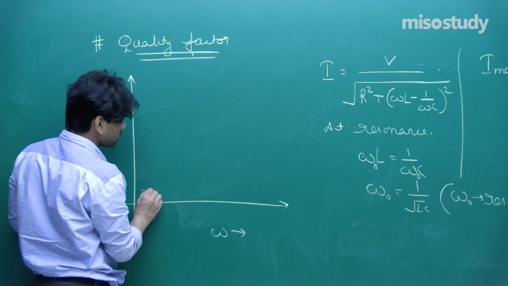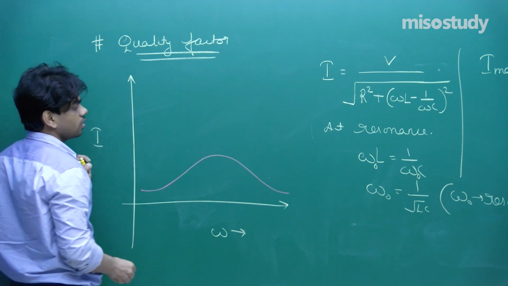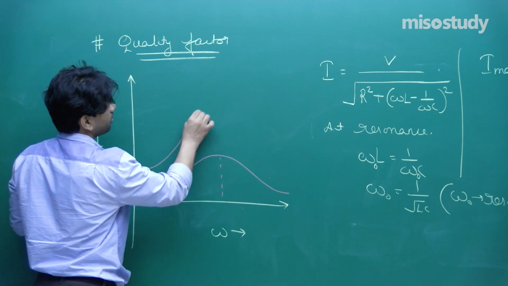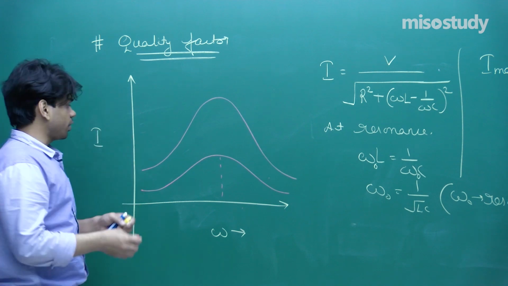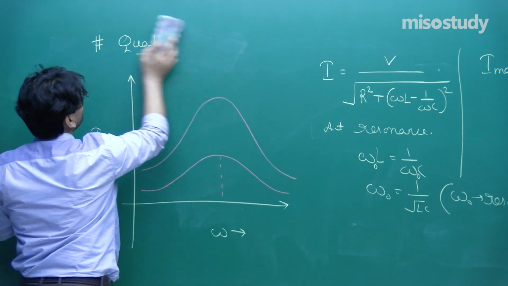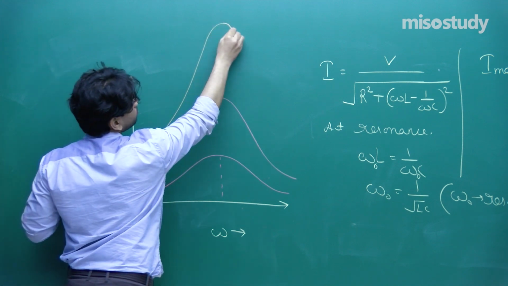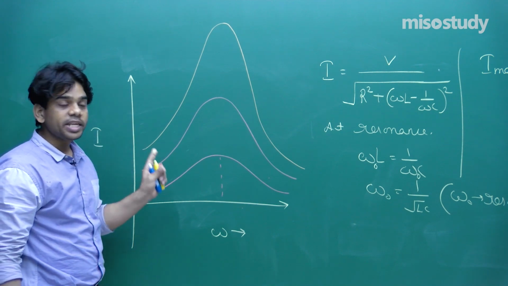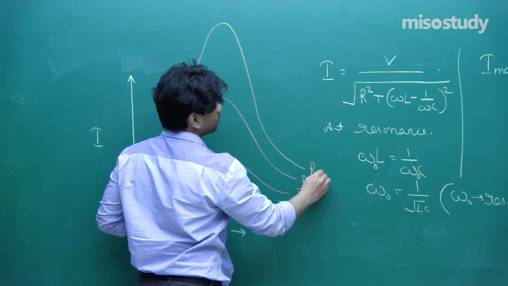For a higher value of resistance, I will have a curve somewhat like this. For a still lower value of resistance, I will have a curve somewhat like this. And for a still lower value of resistance, I will have a very peaked curve, somewhat like this. I believe you can all clearly identify this. I have drawn this curve for 3 different values of resistance. Let's say this is for R1, this is for R2, this is for R3.